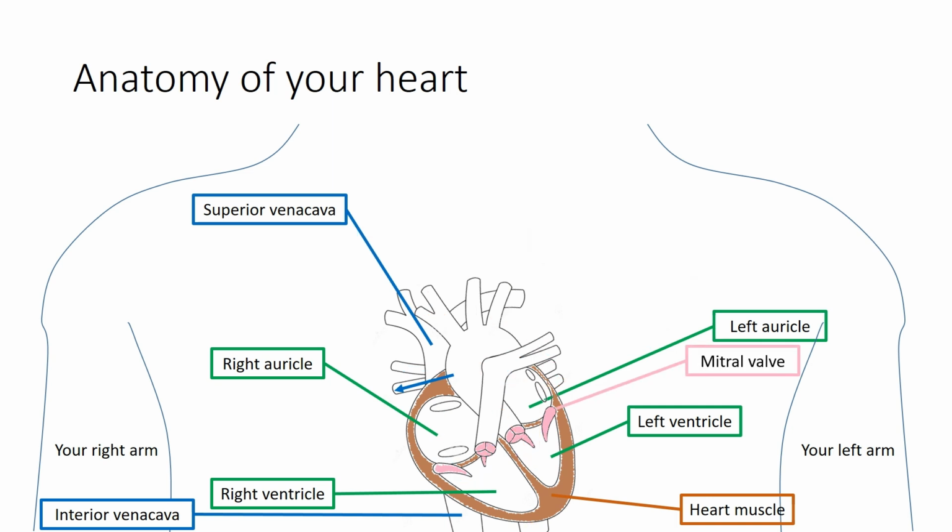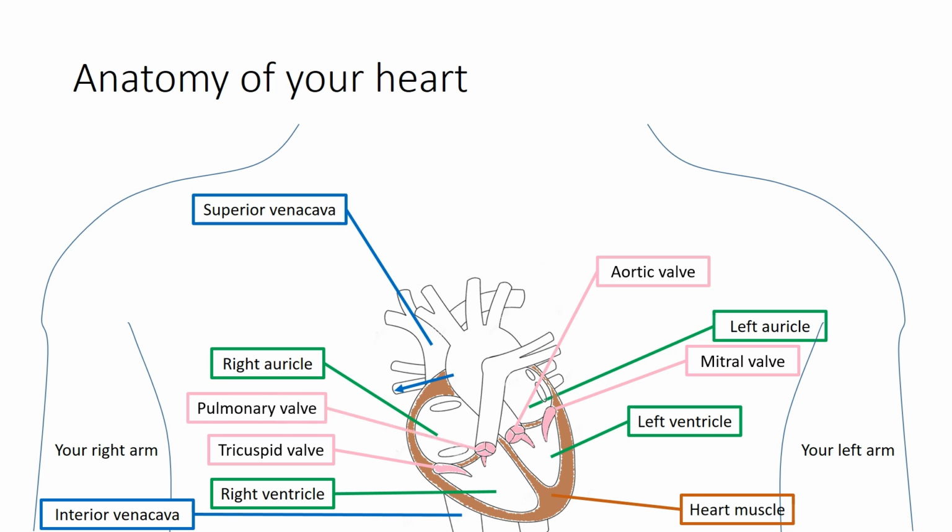Now, here are the four valves that I mentioned earlier. The mitral valve, the aortic valve, the tricuspid valve, and the pulmonary valve.